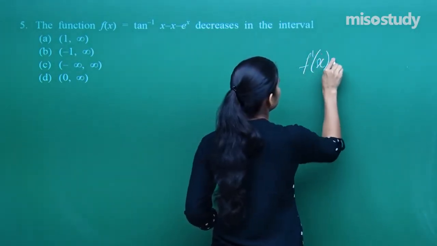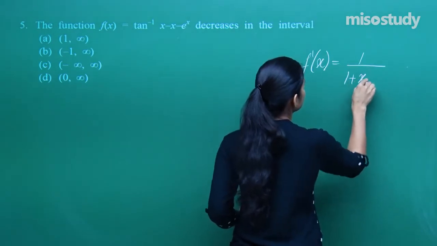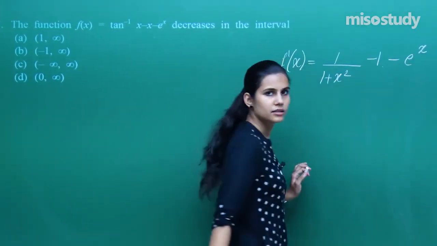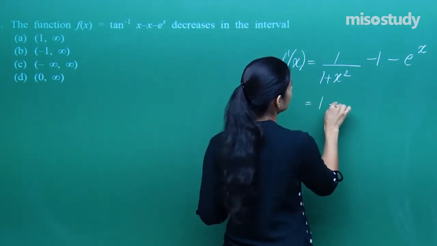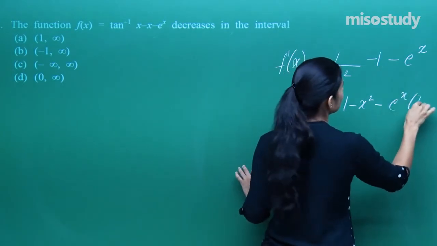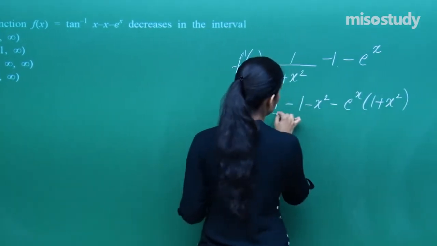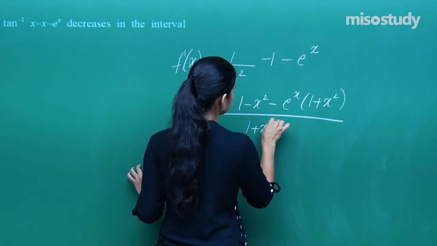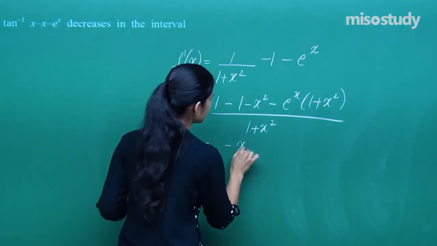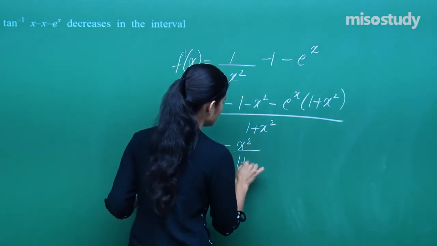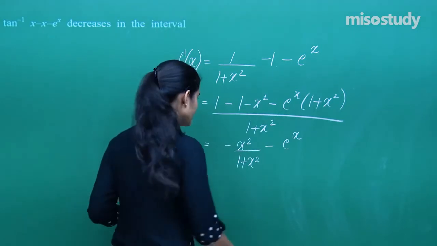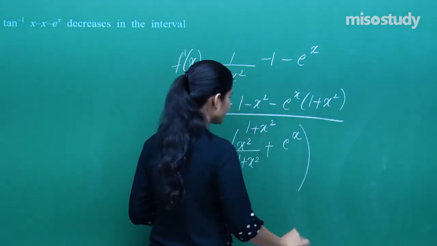f dash x will be 1 upon 1 plus x square minus 1 minus e to the power x. So here this will be 1 minus 1 minus x square minus e to the power x times (1 plus x square), whole upon 1 plus x square. Now this becomes minus x square upon 1 plus x square minus e to the power x. Right? Minus you can take out common, you will be left with this.